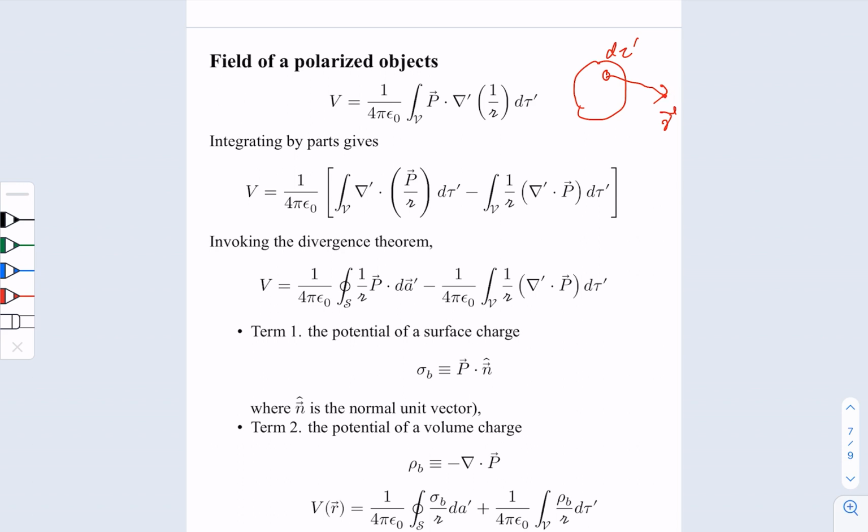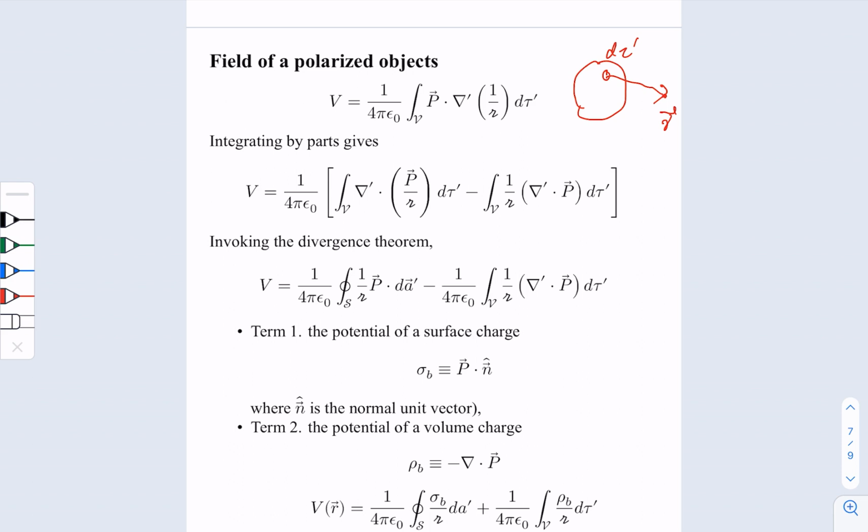Now we can do a trick by using integration by parts. So remember that here this is the del operator with respect to R prime, because there is a prime vector here, and this separation vector is dependent on both R and R prime. So now we can move this term out of this integral by integration by parts.